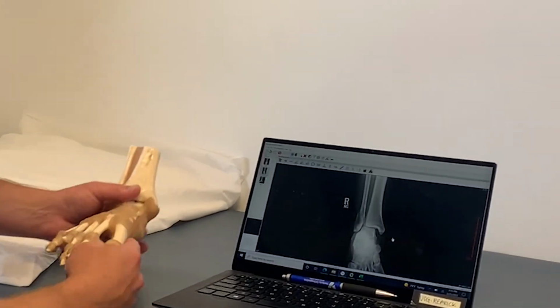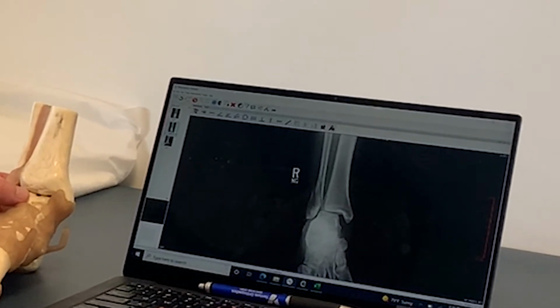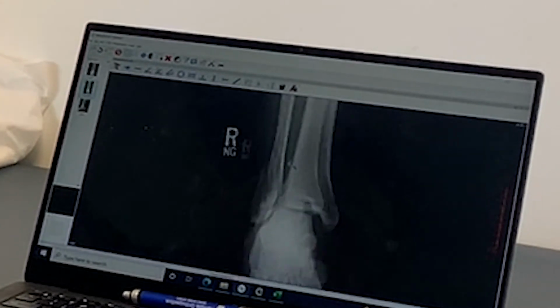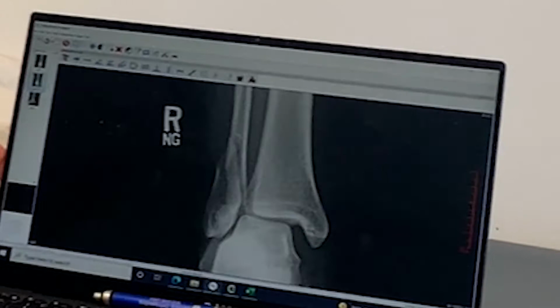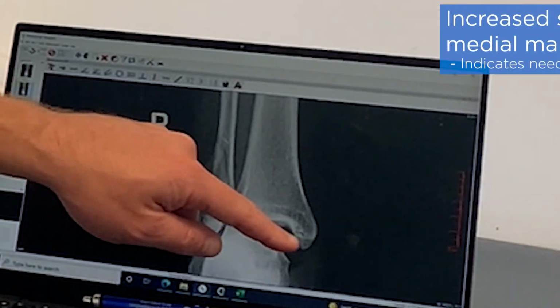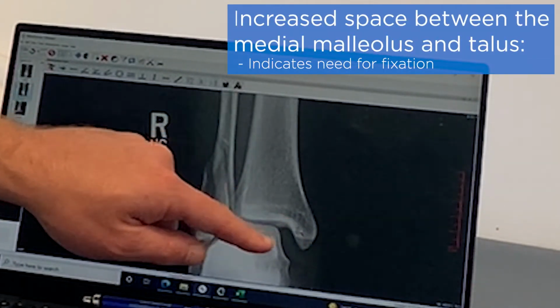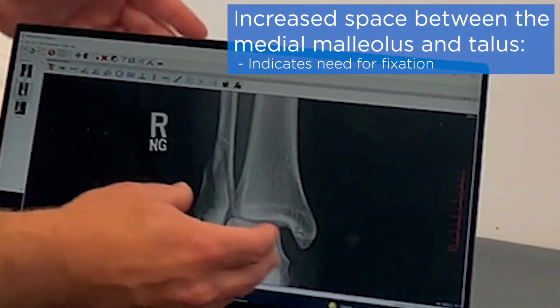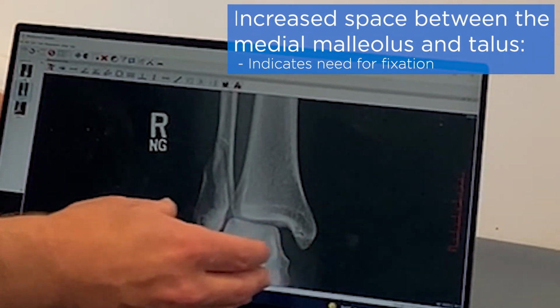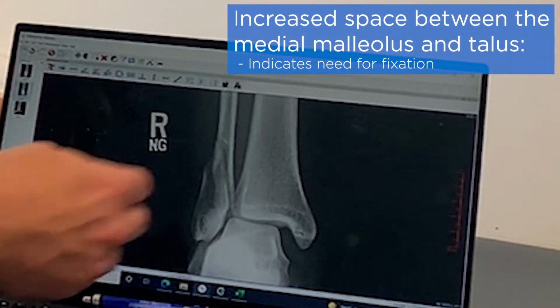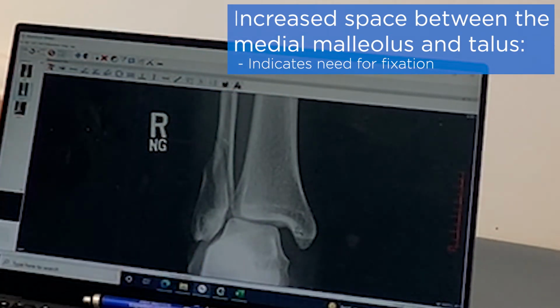Here's an example of one fracture that the patient has come up with involving the fibula. But as you can see here with this stress x-ray, there's increased space widening between the medial malleolus and the talus. And that indicates that the entire talus is translating to the outside and not staying in line underneath the tibia. This is a fracture that would need fixation.